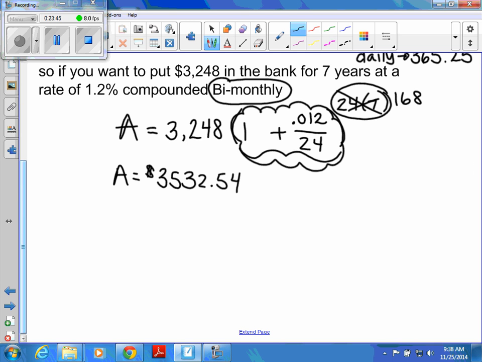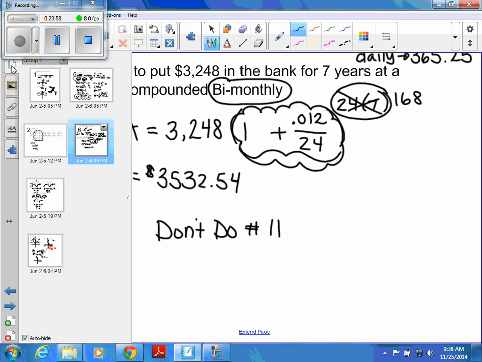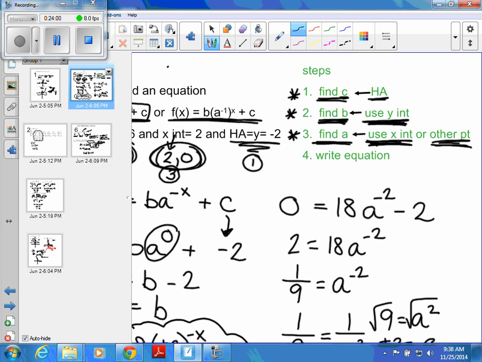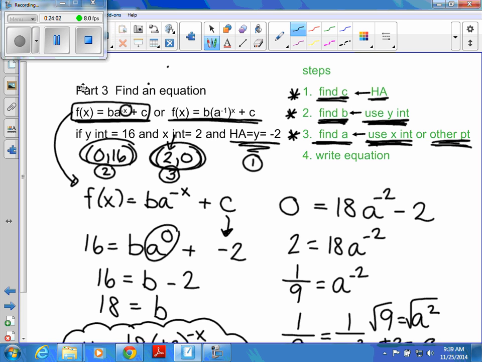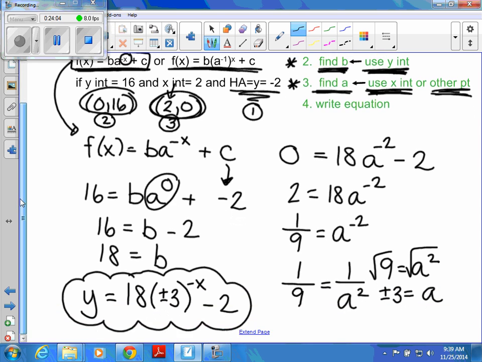For the assignment, don't do number 11 at all. Cross it off. Don't do number 11. Do everything else on there. So, really be careful with this part. Make sure you go through the steps. How did I get my C? How did I get my B? How did I get my A? Make sure you know what you're doing.